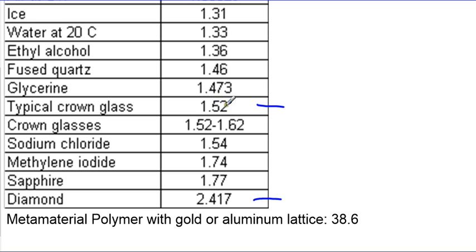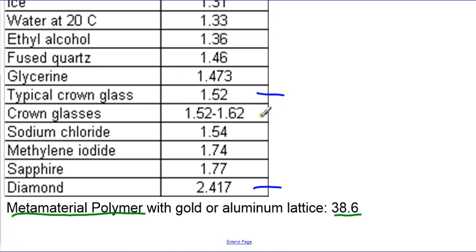This is a very common one that we're going to be using. And what I want to show you is one of the highest values for a naturally occurring mineral is diamond at 2.417. And I recently read an article that some scientists created a metamaterial polymer with gold or aluminum lattice structures that had an index of refraction of 38.6, which is an incredible value for the index of refraction. But the ones that you'll want to memorize are for air, it's going to be 1, crown glass at 1.52, and diamond at 2.417.